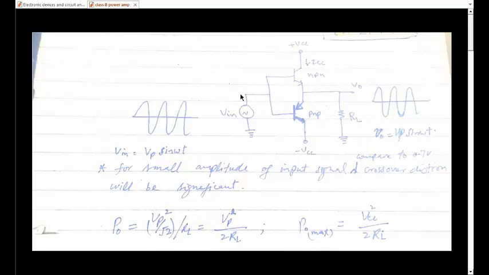For an input voltage of a sine wave, you will get a sine wave at the output. The levels of these two voltages would be equal, because it is still a common collector amplifier. Input is at the base and output is from the emitter for each transistor. So the voltage gain of this amplifier would also be unity, and input would be equal to output. Input is Vp sin omega t, and Vout is also Vp sin omega t. This peak value would be equal to this peak value.